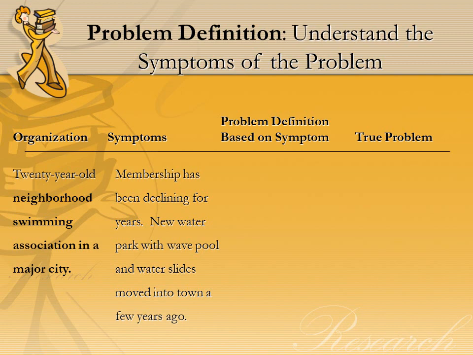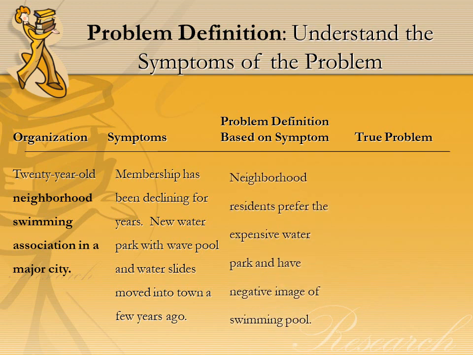Now you are identifying the symptoms. Your intuition goes with: neighborhood residents preferred the expensive water park and have a negative image of the swimming pool. What might come to your mind immediately is that this water park might be snatching market share from you, from your swimming pool association.